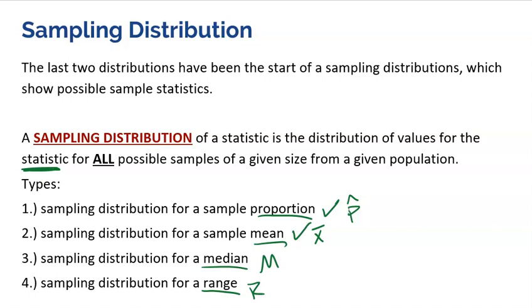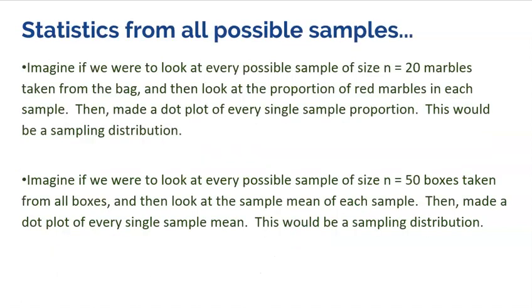So the point I'm trying to get you to understand here is that sampling distributions are super important. But what they actually are is kind of more theoretical. You just have to understand that they do exist. But actually finding and creating a sampling distribution could be very, very painstaking because you've got to find every possible sample.